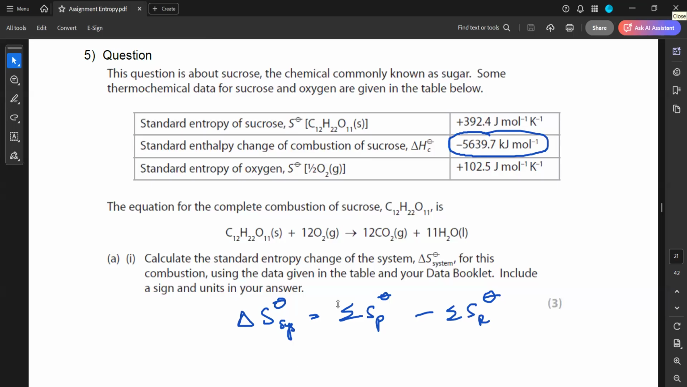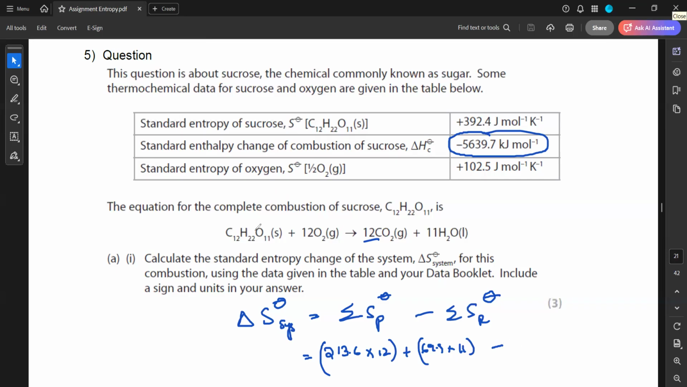So what is the product? The product is carbon dioxide. When you check the data booklet, it is 213.6. In exam, you will have the data booklet. So this will be multiplied by 12, plus for water, H2O, it will be 69.9. And how many moles are there? Multiply by 11. That is the product side.